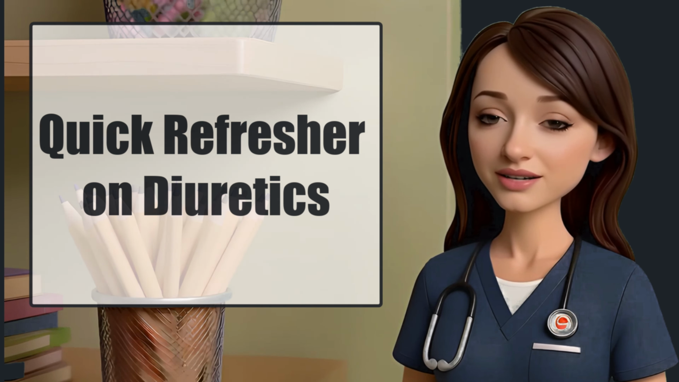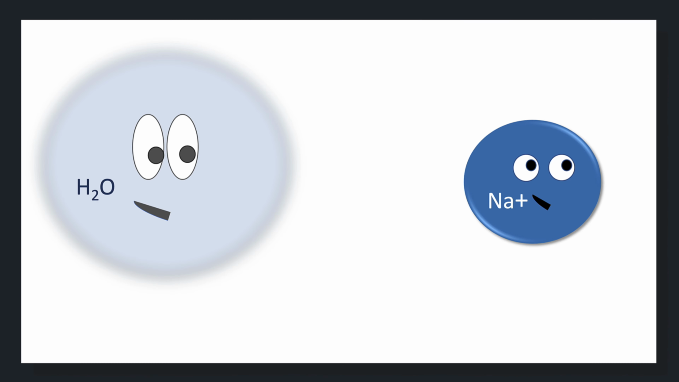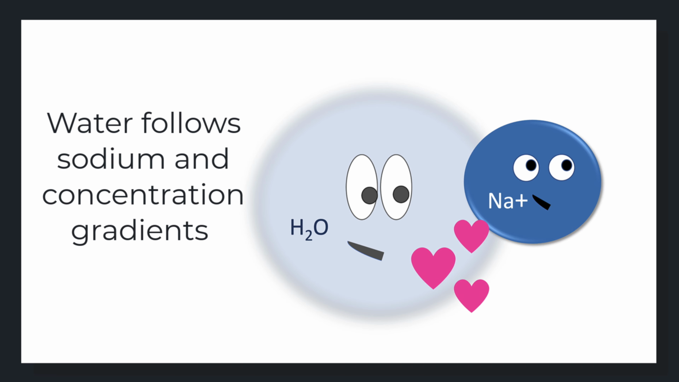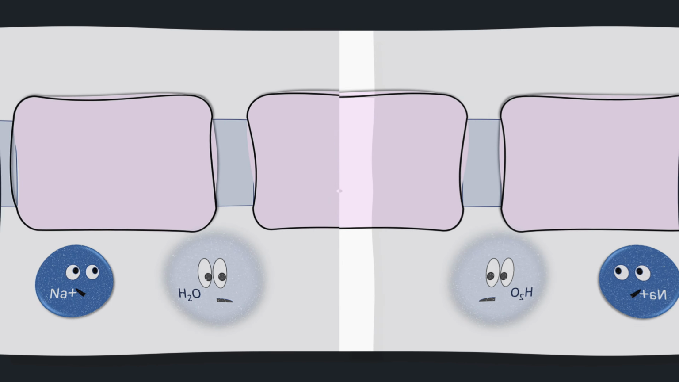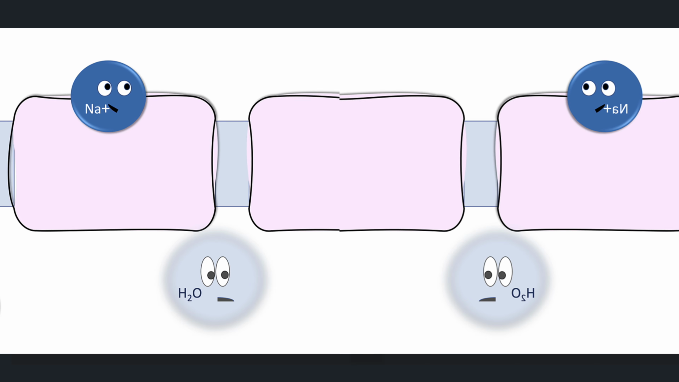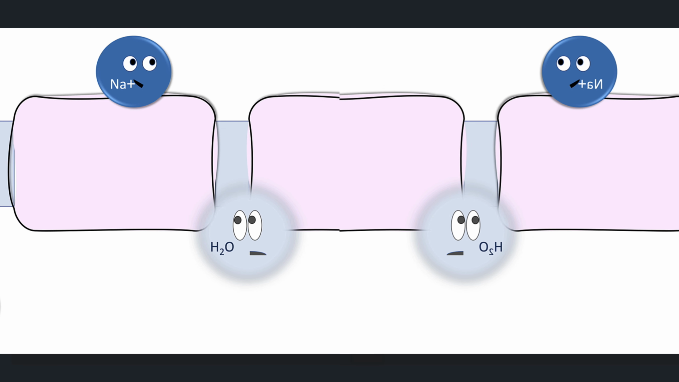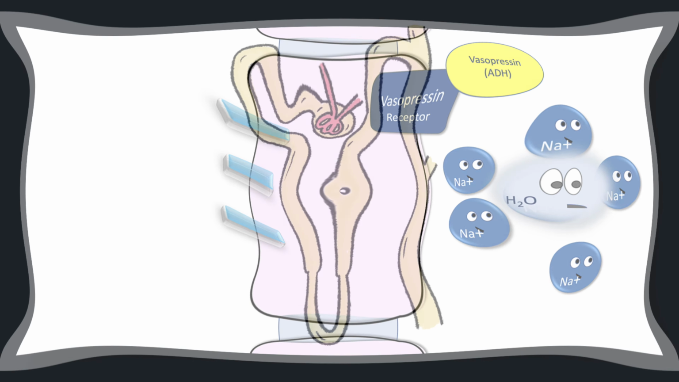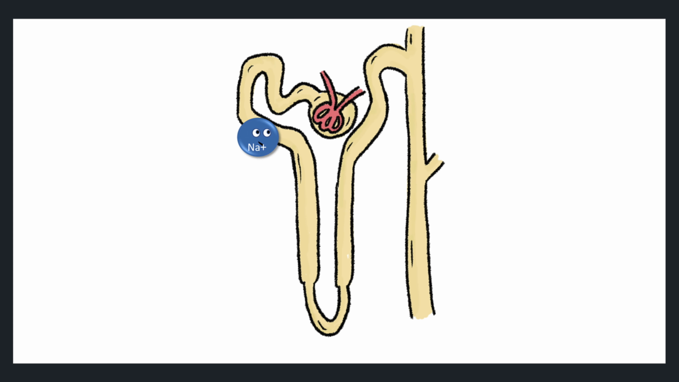And just to make sure that we're all on the same page, let's start with a quick refresher on diuretics. The idea of diuretics is that water follows two things: sodium and concentration gradients. Water simply cannot resist these two things and will follow them wherever they go. If we reabsorb more sodium, then we'll reabsorb more water. And equally, if we lose more sodium in our urine, we'll lose more water in the urine as well.